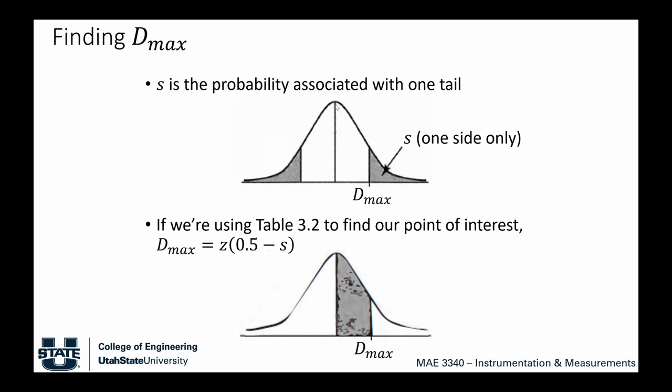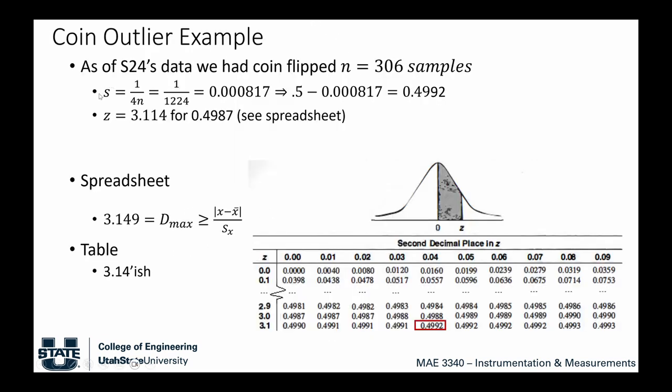And so we're basically saying we've got half of the probability under this curve, and we are interested in the side outside of this D max that we've set, this limit that we've set. And so that's how we find our D max value. So we're using Chauvenet's criterion to figure out how many of those are outliers in the data set. So again, this S that we're trying to find is this tail right out here. So we've got 1 over 4n.